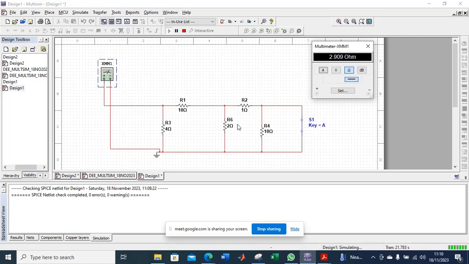And now what does that mean? Let me see what has gone through the 10. What has come will be in parallel with the 4. Times 4 divided by 14. If I do it like that, I get 2.908, which is approximately equal to 2.909. So that means my assumption is right.